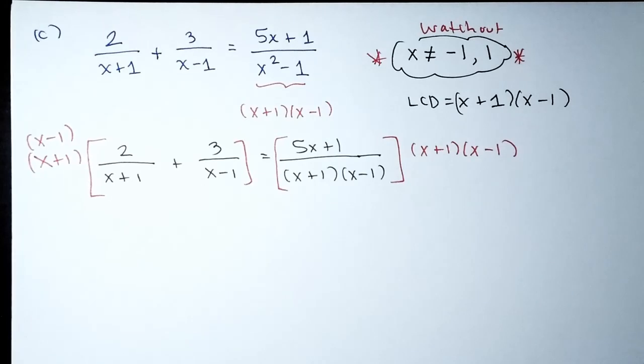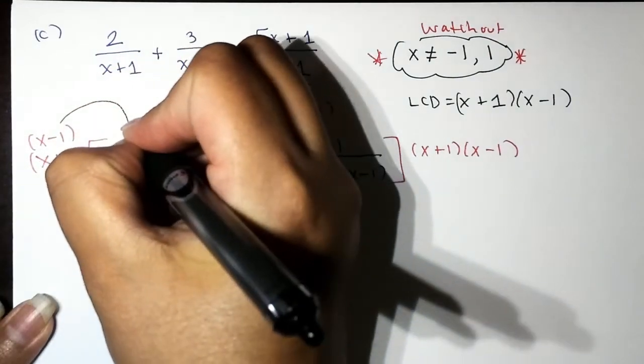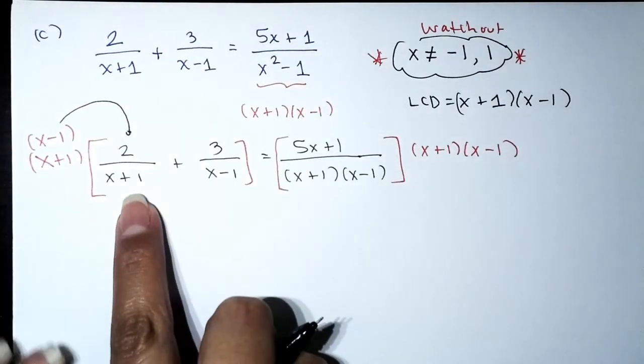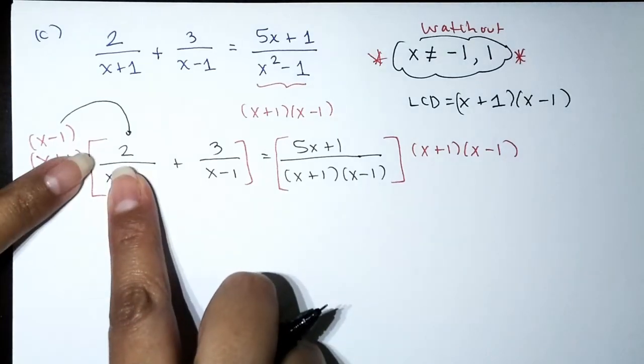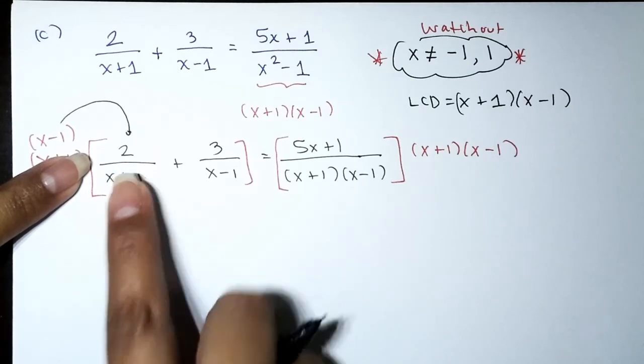Okay, let's go ahead, distribute or multiply and confirm that the fractions are gone. So let's do this. LCD times the first rational expression, the x plus 1 has to cancel. And I say has to because we're trying to wipe out the fractions, okay? The x plus 1 has to cancel, and that will leave us with x minus 1 times 2, or 2 times x minus 1.